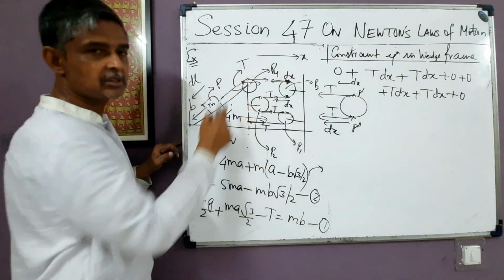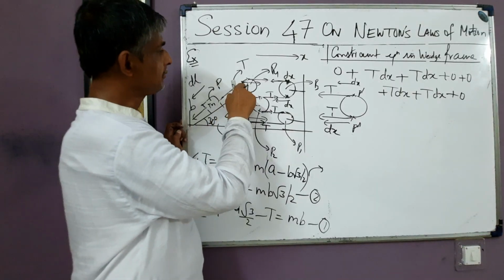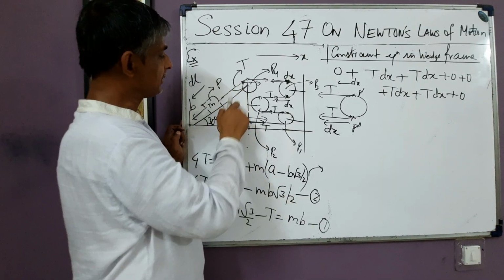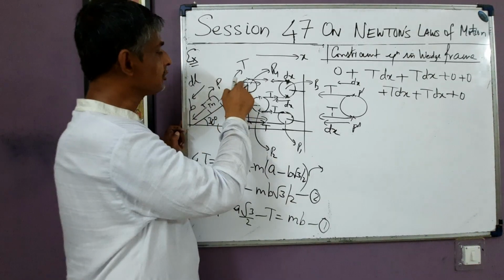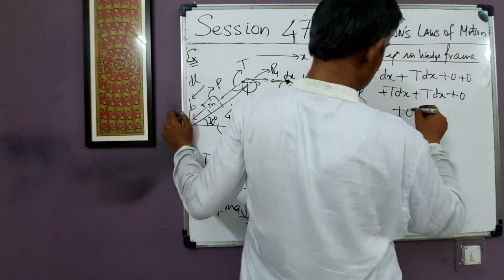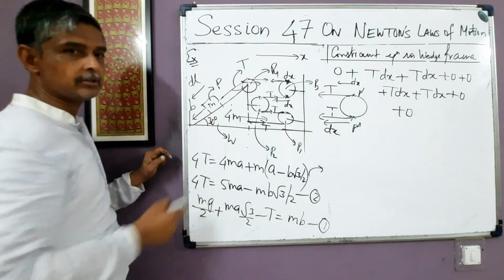Here also it will be 0 for the same reason, because this point of P4 is fixed to the pulley. So with respect to the pulley it has 0 displacement. So the work done by T on this point is also 0. Plus 0.